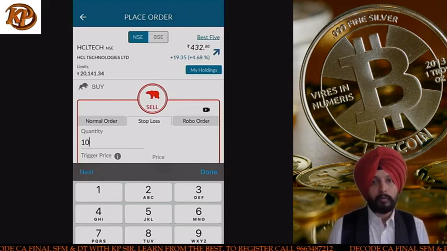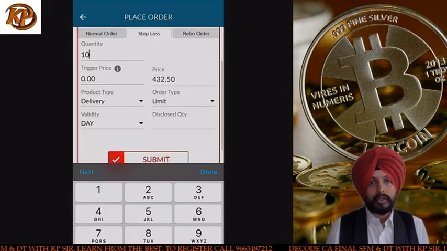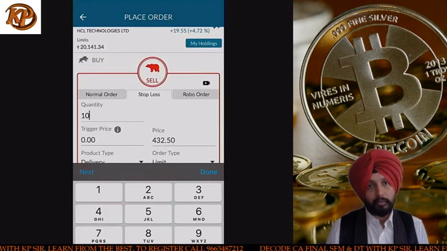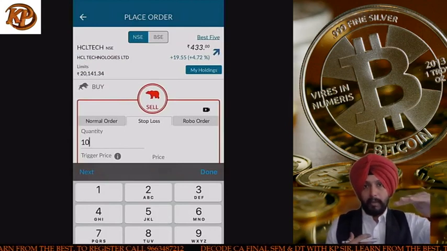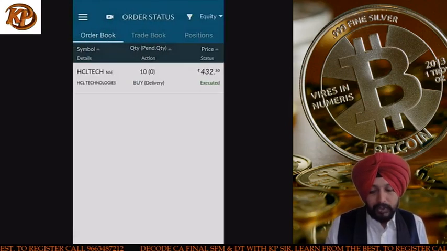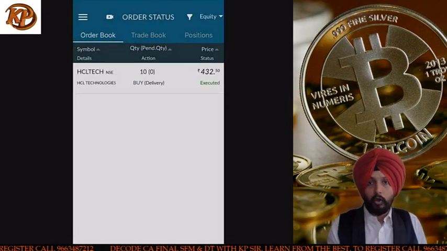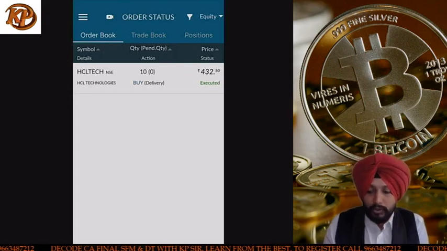Robo order means that they will automatically square off, or I can put a stop loss over here and decide at what price I want to sell my stock. From 432 I have taken a buy position. If price goes down to 410, maybe I can put my stop loss at 410, and automatically they will square off my position, meaning they will sell the 10 shares.